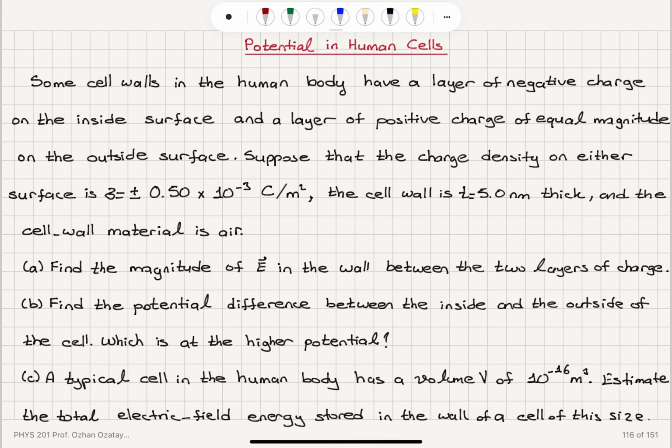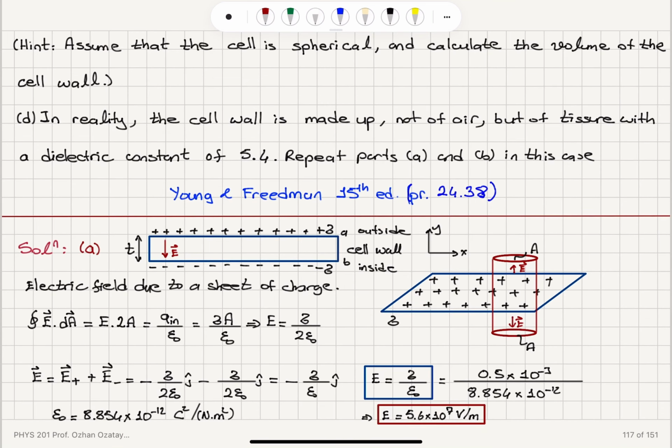Now let's move on to part C. A typical cell in the human body has a volume V of 10 to minus 16 meter cube. Estimate the total electric field energy stored in the wall of a cell of this size. And there is a hint, assume that the cell is spherical and calculate the volume of the cell wall.